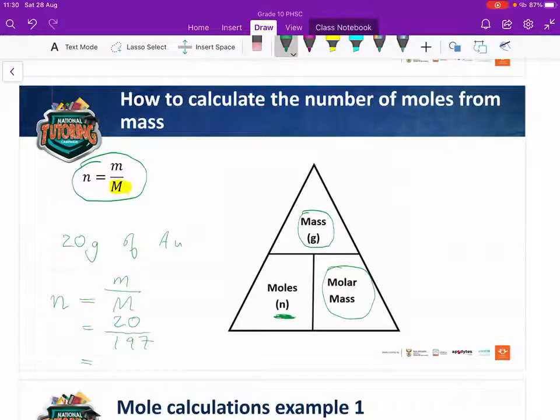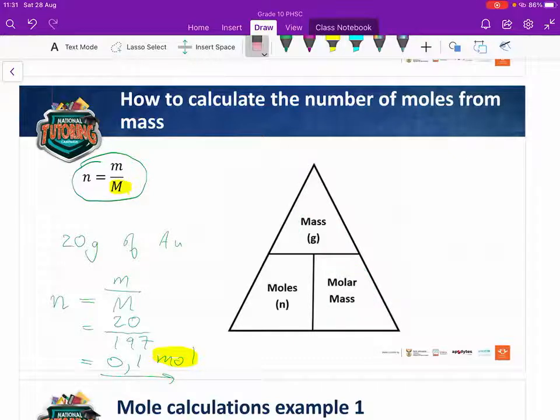And then you work it out, 20 divided by 197, and that is 0.1, if we just round off to 1 decimal, 0.1 moles. And there's my little unit, MOL, we don't put the E on the end. 0.1 moles. That means I don't yet have 1 mole of gold, I only have 0.1 moles of gold. And that's how that equation works. We're going to be using this a lot, so you're going to get used to it quite quickly and easily.